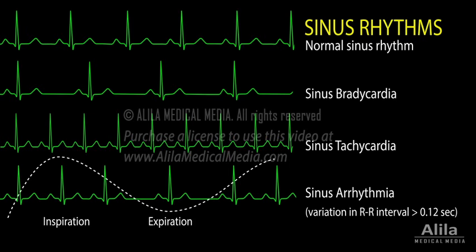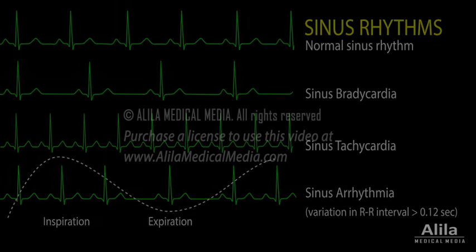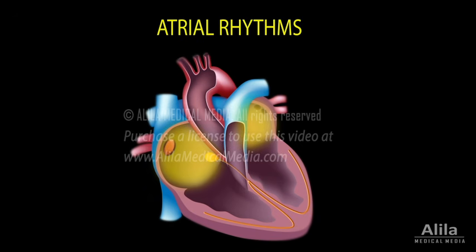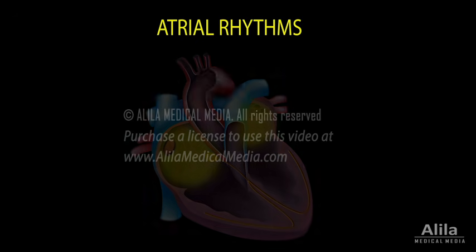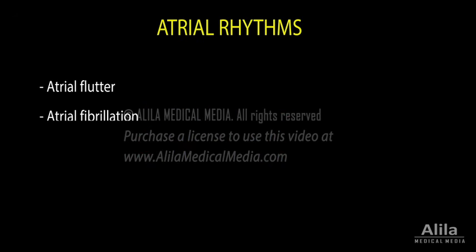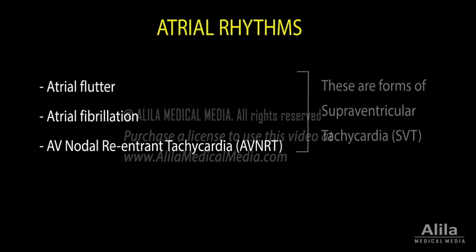On the other hand, sinus arrhythmias that are unrelated to the respiratory cycle typically result from an underlying pathology. Atrial rhythms are pathological. Common atrial rhythms include atrial flutter, atrial fibrillation, and AV nodal reentrant tachycardia, AVNRT.